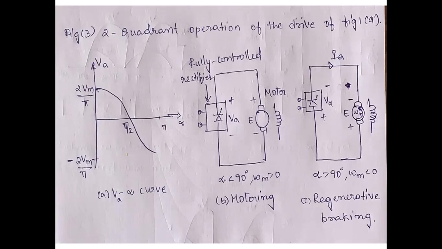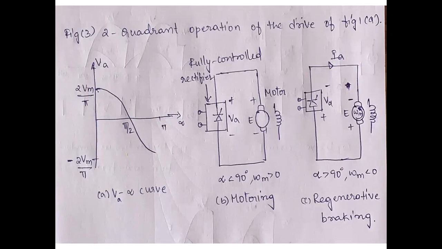Next is the fourth quadrant operation, shown in figure C. Regenerative braking is the fourth quadrant operation. Here E is reversed, minus and plus. In forward motoring, the E values are plus and minus; in regenerative braking, minus and plus. So E is reversed due to the speed omega m, but IA, the armature current, will be in the same direction, from supply to motor, like this.